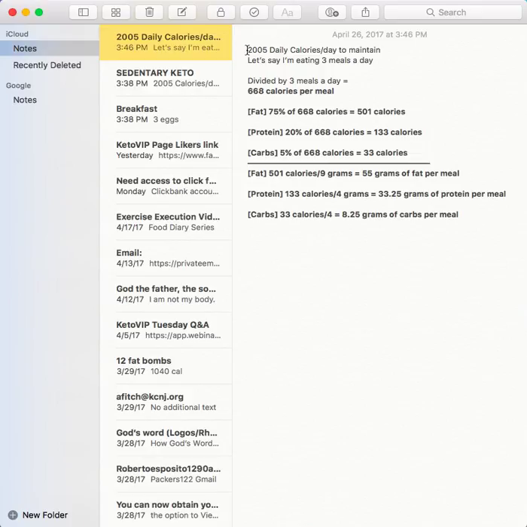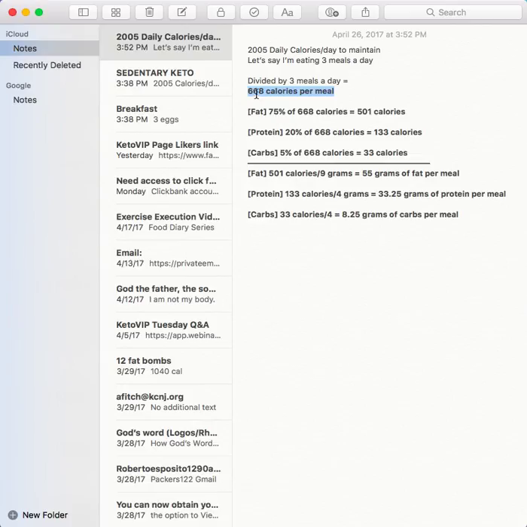I'm assuming or stipulating in this case a 2,005 daily calorie per day to maintain my weight. And I'm also stipulating that I'm eating 3 meals a day. And then, so what I want to do is if I'm eating 3 meals a day, I'm going to divide that 2,005 calories by 3 to come to 668 calories per meal, right? Whoops. Let me undo that. Okay. So once I have that broken down, now I know that I need to have these calories broken down even further in percentages of fat, protein, and carbohydrates.